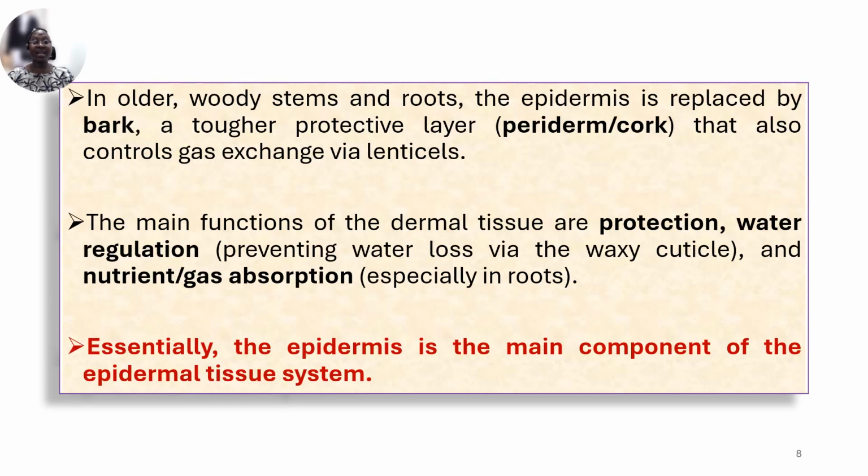So in all the woody stems and roots, the epidermis is replaced by the bark, which is a tougher protective layer, the epidermal cork, that also controls gas exchange through lenticels. The main function of the dermal tissue system is protection, water regulation, and absorption of nutrients and gas. So essentially, like I said earlier, the epidermis is the main component of the epidermal tissue system. And sometimes the epidermal tissue system is referred to as the epidermis.